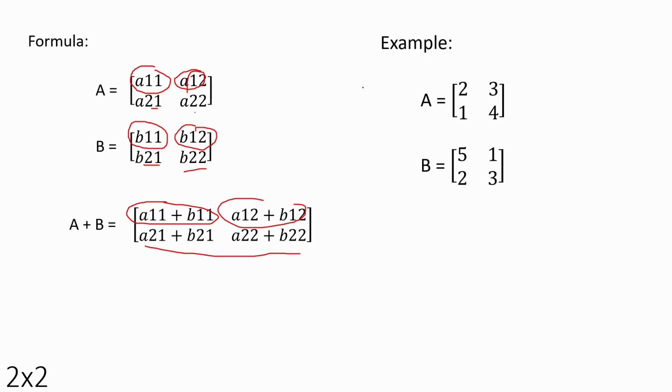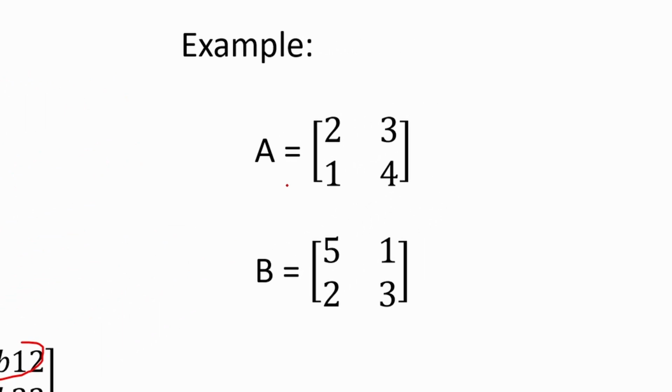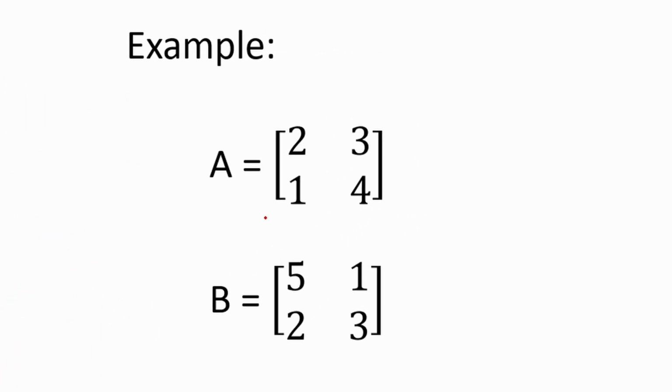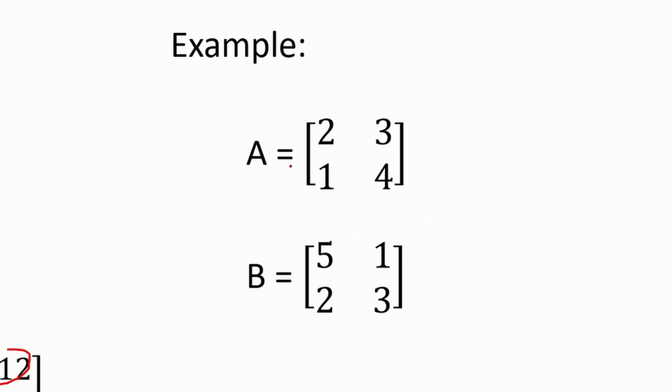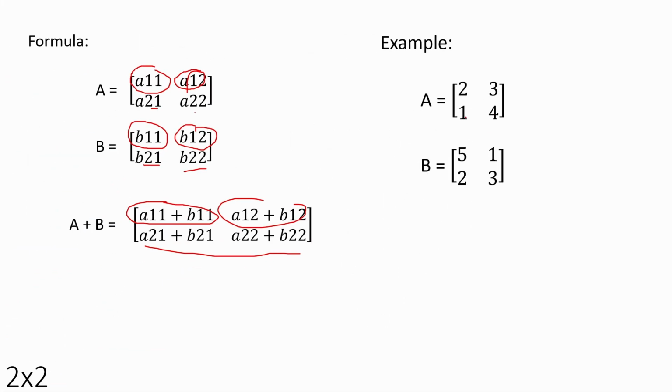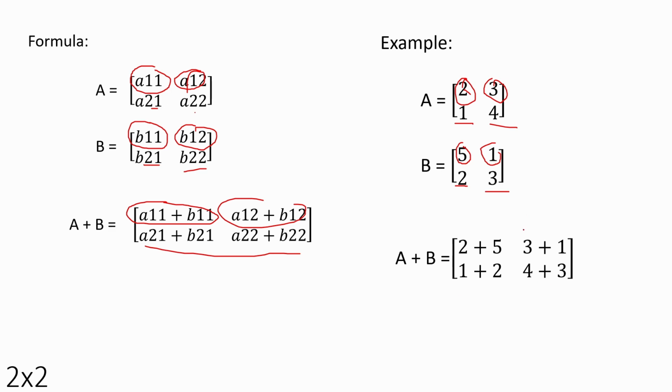Let's see the example. In this example, we have two matrices. Both of them are also 2 by 2 matrices. And to do the matrix addition between these two matrices, all we need to do is just do the operation of addition with the elements that have the same position. In this case, it is 2, so we do 2 plus 5. And this one also, 3 plus 1, and 1 plus 2, 3 plus 4. And it will be like this, right?